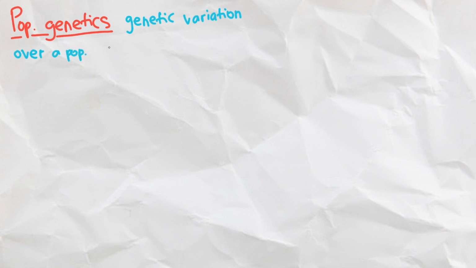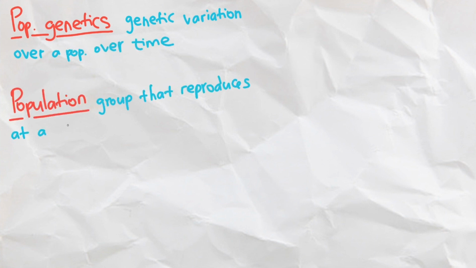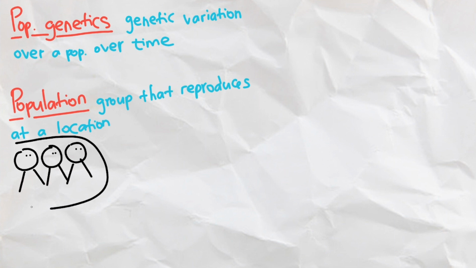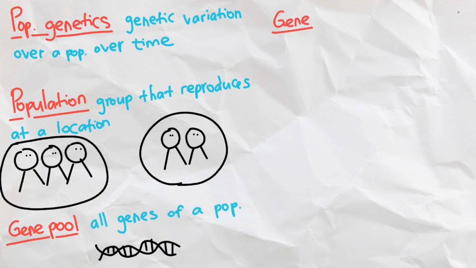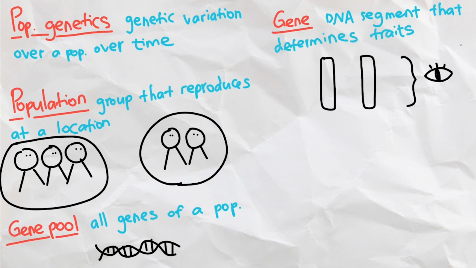Population genetics is a branch of biology that studies the genetic variation in a population over time. The population referred to here is a group of individuals that can reproduce with each other that live in a specific location. Within this population, there is a gene pool, which is all the genes and alleles of a given population. A gene is a segment of DNA that determines your traits, such as determining your eye color.